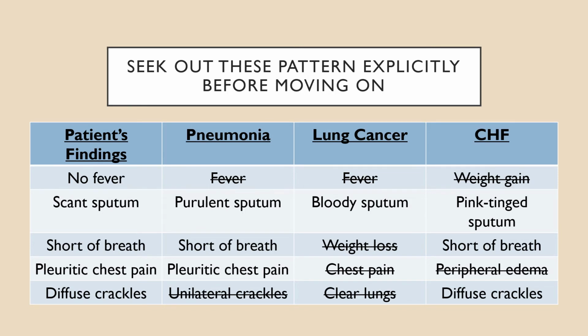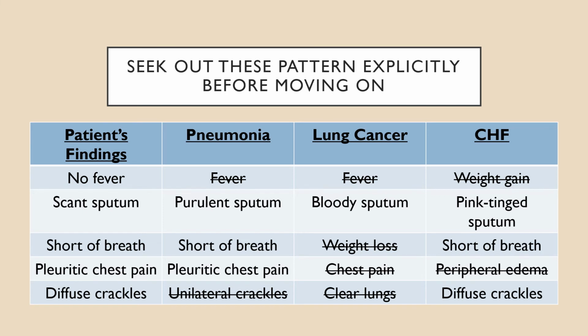Next, we match the patient's findings with the disease patterns we've selected. The key thing with this is to seek out the patterns explicitly before you move on to a new set of diagnoses. For example, when evaluating for pneumonia, ask specifically about fever, purulent sputum, shortness of breath, and pleuritic chest pain. Do likewise with the other remaining diseases until you have gone through all of the potential findings.